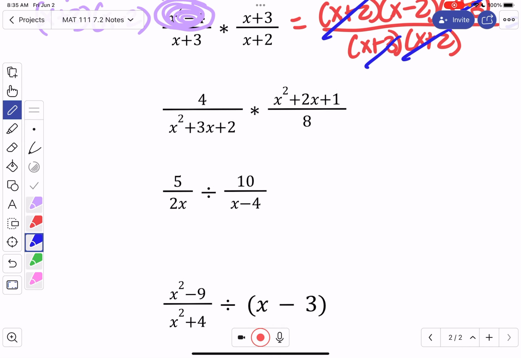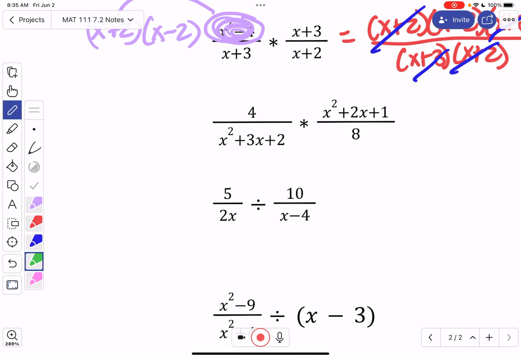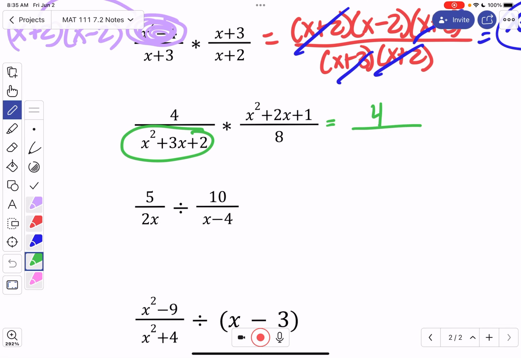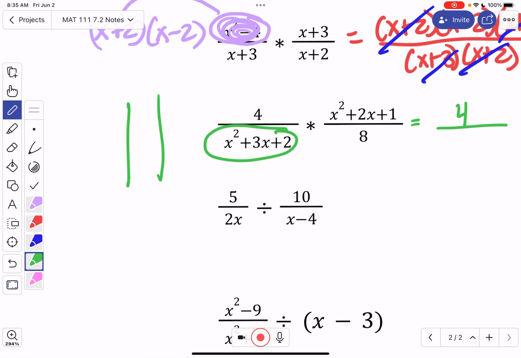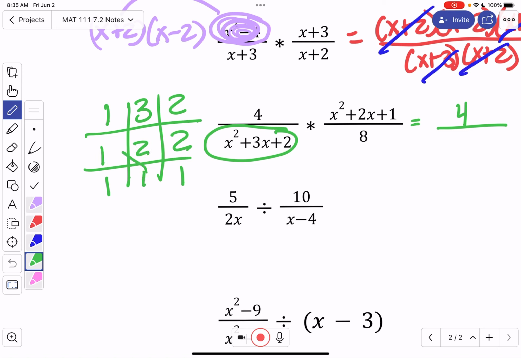This one here, first we're going to factor the top and the bottom. So I'm going to factor this one first, just so I can write it. So it's going to be 4 over something. So if I tic-tac-toe, I have 1, 3, 2. 2 times 1 is 2. 2 plus 1 is 3. Greatest common factor. Multiply up, multiply across. And then these would be x plus 1, x plus 2.